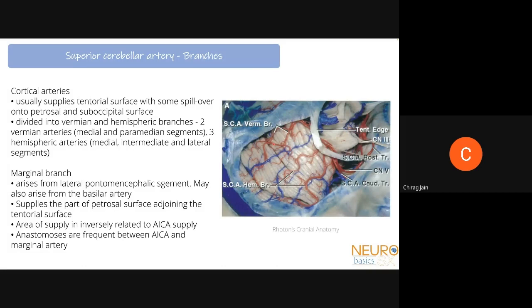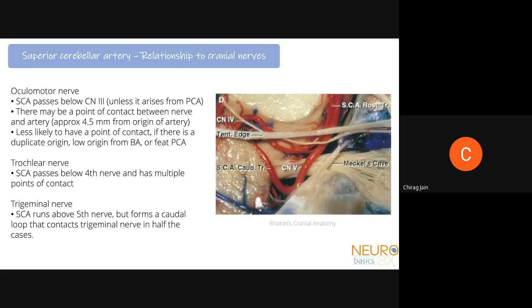The SCA is related to the oculomotor nerve, as we saw, and it usually is going to be passing below the oculomotor nerve. Unless the SCA is going to arise from the PCA, then we know it is going to pass above the oculomotor nerve, and then after that, it is going to follow its normal course. There can be a point where the SCA and the third nerve come in contact, and that usually happens about 4.5 millimeter from the origin of the artery. And sometimes this artery can compress the third nerve. If there is a duplicate origin, or it is originating low on the basilar artery, or there's a fetal PCA, there's less likely to have a point of contact between the SCA and the oculomotor nerve.